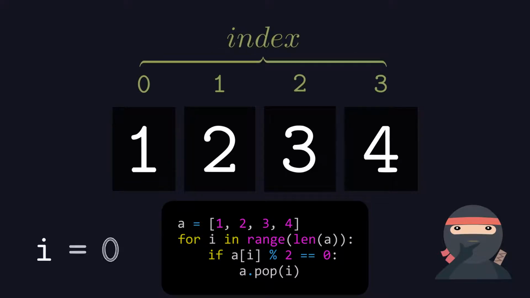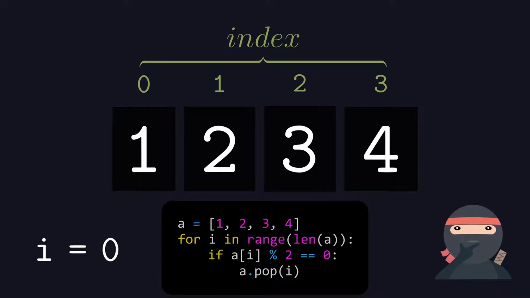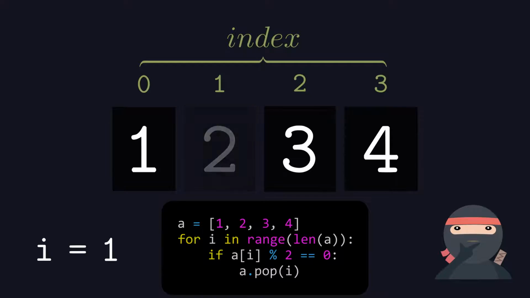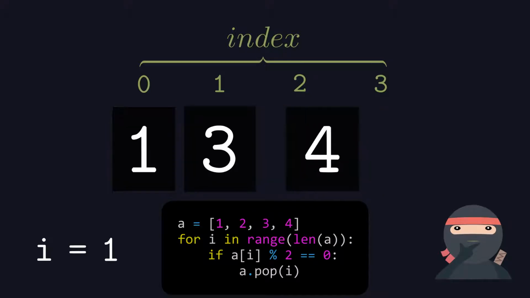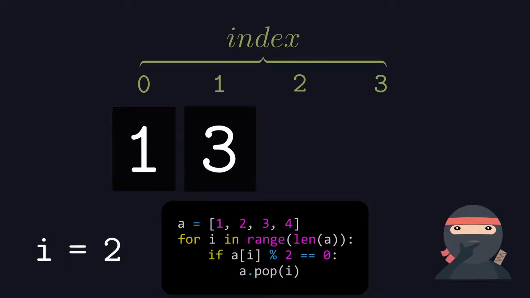First, i will be 0 and the element at the 0th index is odd. Then it will check the index 1 value, which is even. So pop will remove it and rearrange the list. Then i will be 2 and the element is even. Pop will remove it too. Next, it will check for the value at index 3. The list shrinks due to rearrangements.